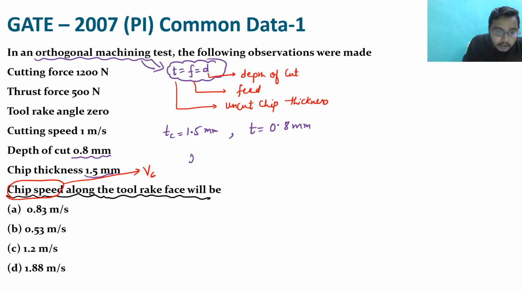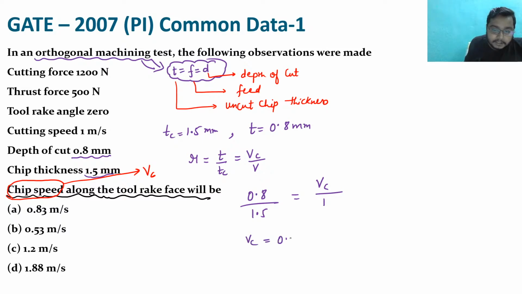Now see, r is equal to t by tc. Clear? And this is also equal to vc by v. Remember the first class, maybe in the fourth lecture, I have told you these relations. Okay, so t by tc. What is t? t is going to be 0.8. tc is going to be 1.5. You have to find vc, and v is given as 1. So from here you can find vc as 0.53 meter per second.